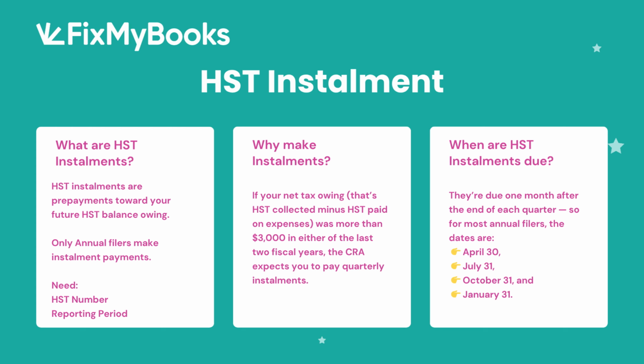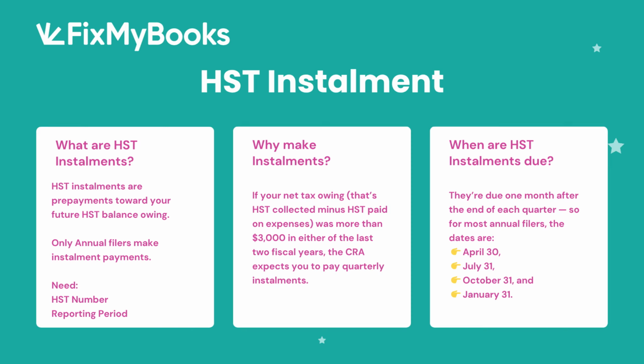So, again, before you pay, you'll need to make sure that you have your CRA business number and the reporting period. You don't need to wait for a notice from the CRA. You can calculate your installment based on your last return or divide your total estimated annual HST owing by 4. So let's say if your last return you had $4,000 owing, then 4,000 divided by 4, then you'll make $1,000 in installment payments per quarter.